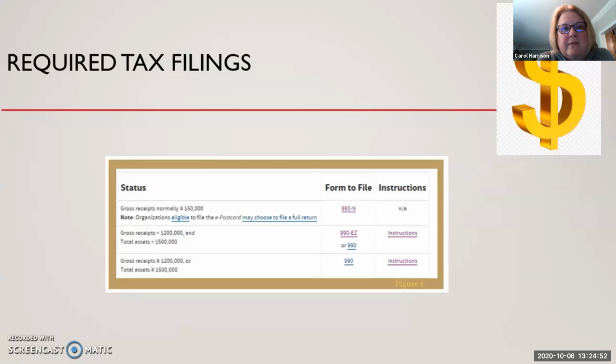There are 3 different forms that you need to file with the IRS yearly. Which form you choose depends on the gross receipts and total assets of your organization. And there are 3 different forms that you may complete depending on your status. Also, the due date for this form depends on which form you complete. And also don't forget when putting your tax filings together that an exempt organization must make your Form 990 series available for public inspection.